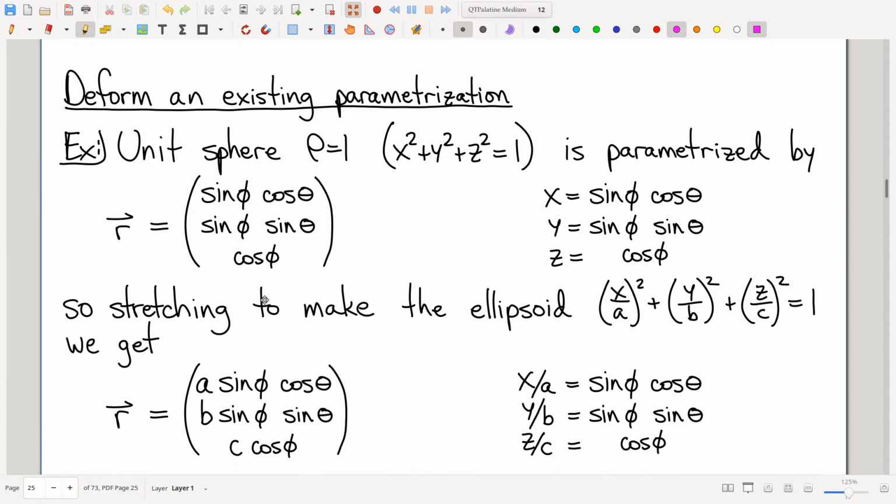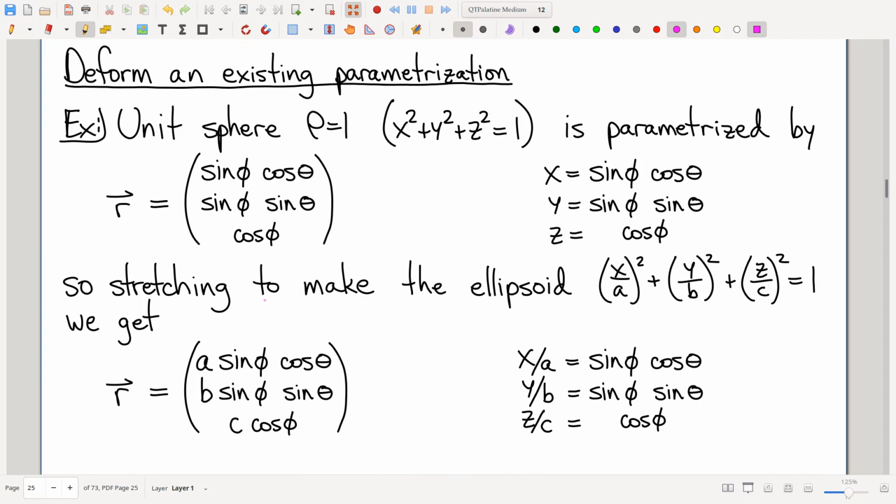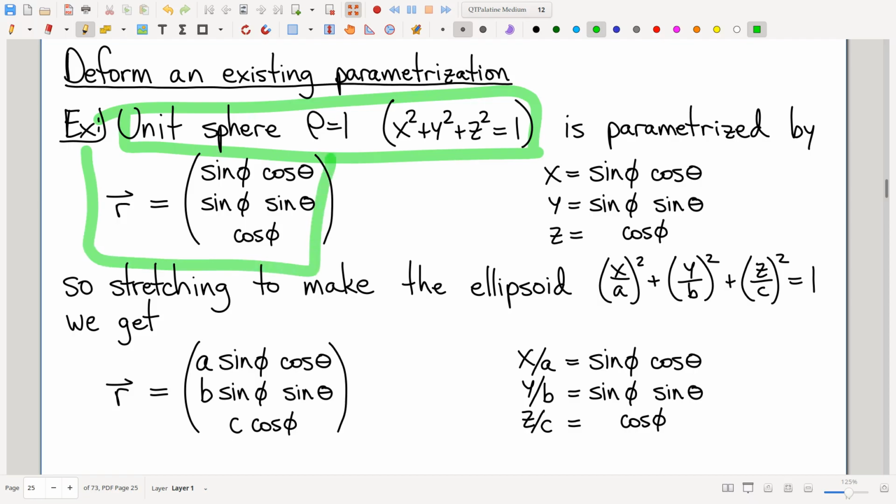Okay. Here's another one. And another ripoff, by the way. Another shameless ripoff from Chapter 1. Sometimes you have an existing parameterization, and you can tweak it. And this works really well sometimes. So, for example, let's look at the unit sphere.